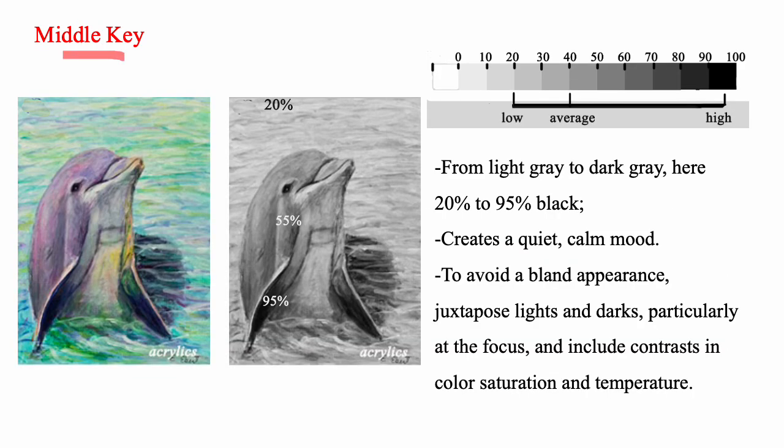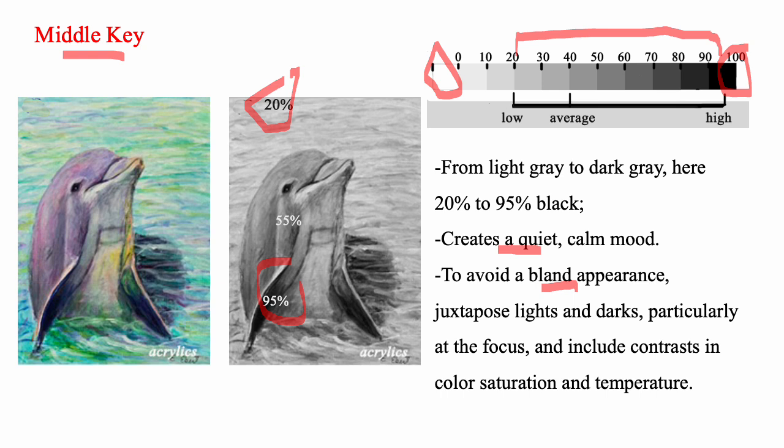This is a middle key picture going from light gray to nearly black. And in this particular case, it goes from 20% black to 95% black. Middle key images create a calm, quiet mood, and it can be bland because you usually don't have very dark or very light values in it. So to make it more interesting, juxtapose the lights and darks that you do have, particularly at the focus, and contrast color, saturation, and temperature.